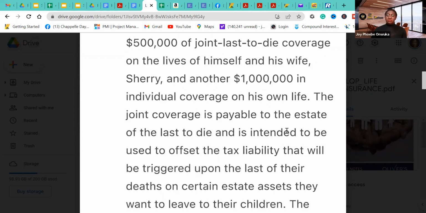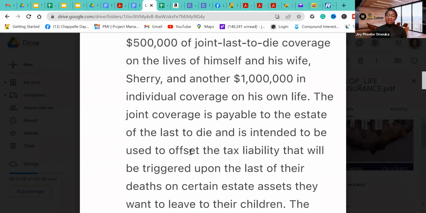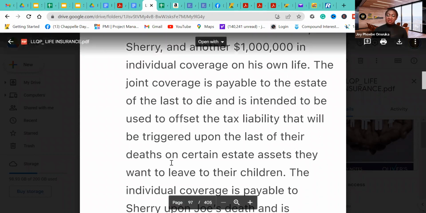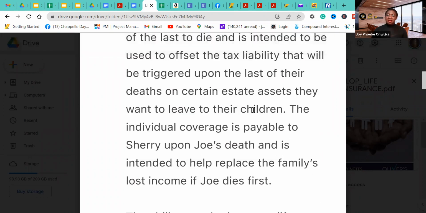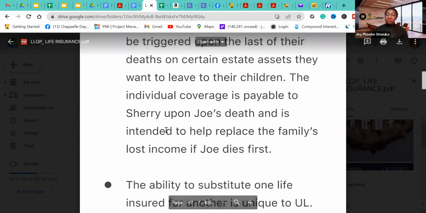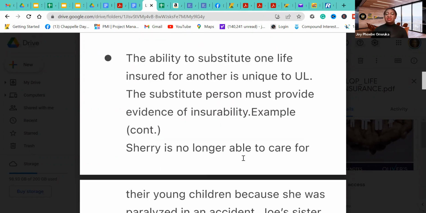The joint coverage is payable to the estate of the last to die and is intended to be used to offset the tax liability that will be triggered upon the last of their deaths on their uncertain estate assets. They want to live on the certain estate assets and leave the uncertain estate assets for their children. The individual coverage is payable to Sherry upon Joe's death and is intended to help replace the family's lost income if Joe dies first. This is good stuff.